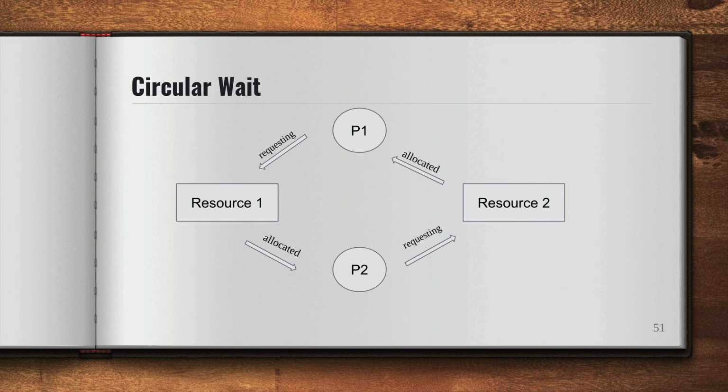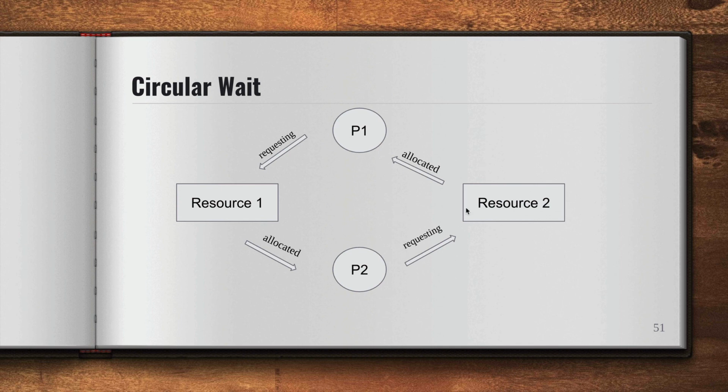In circular wait, one process is requesting a resource that is held by another process, and vice versa. In this case, let's say that P1 currently has resource 2 and is requesting resource 1. Now resource 1 is actually being used by P2, and P2 is requesting a resource that is actually being used by P1. So it's like a circular loop. One process is requesting a resource that is held by another process, so it's kind of a deadlock situation.